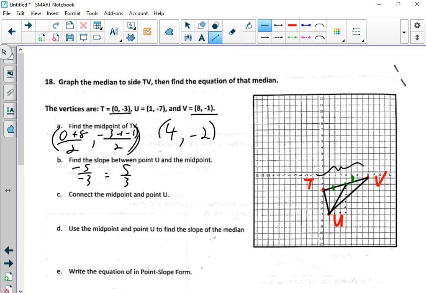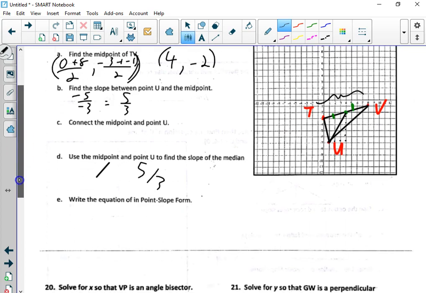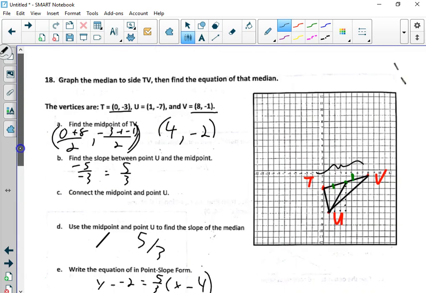Use the midpoint and U to find the slope of the median. We've already done that. It's, whoopsie, 5/3. Now write the equation. You can use either point. I'm going to use 4, -2. So y minus -2 equals the slope times x minus my x coordinate. Clean up this side, the double negative. I don't know what happened there. And we are finished with that.